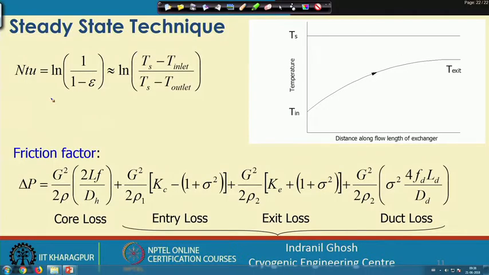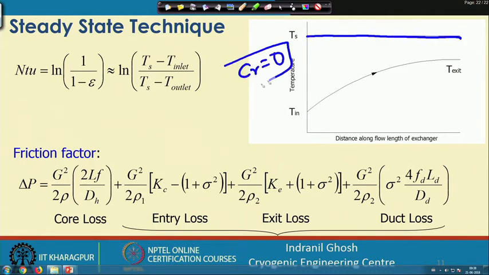So, we assume that the heat capacity rate ratio, CR, is 0, because the condensing steam has a very high heat transfer coefficient and a very high heat capacity. Because of that, we have CR equal to 0, and a constant temperature on the steam side. Now, the air is getting heated up from T in to T exit.